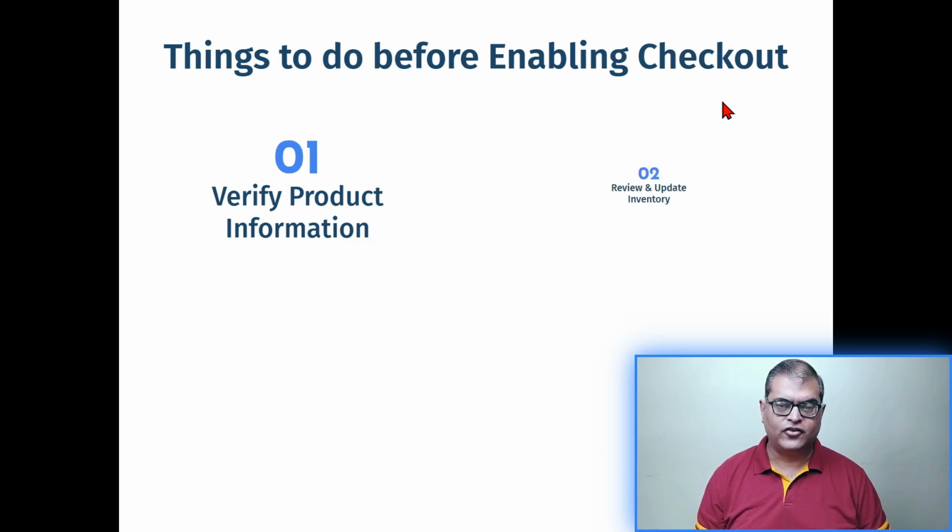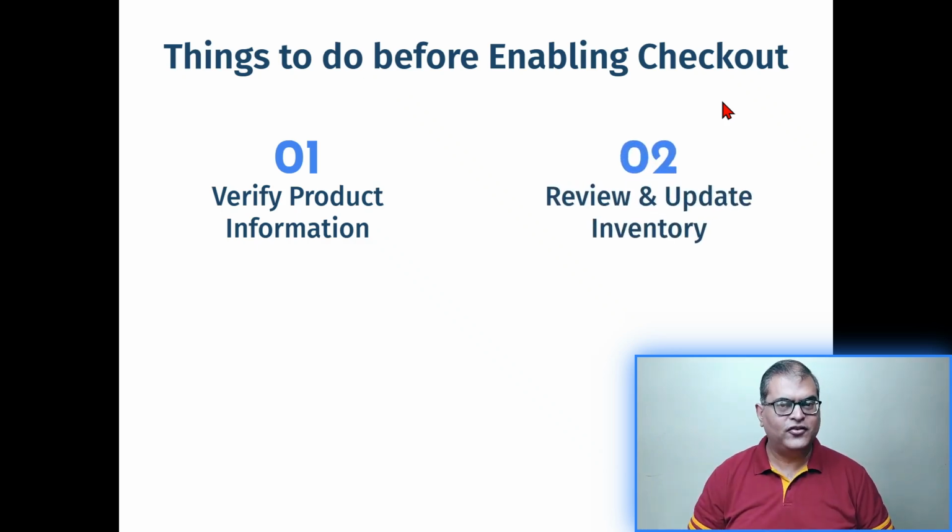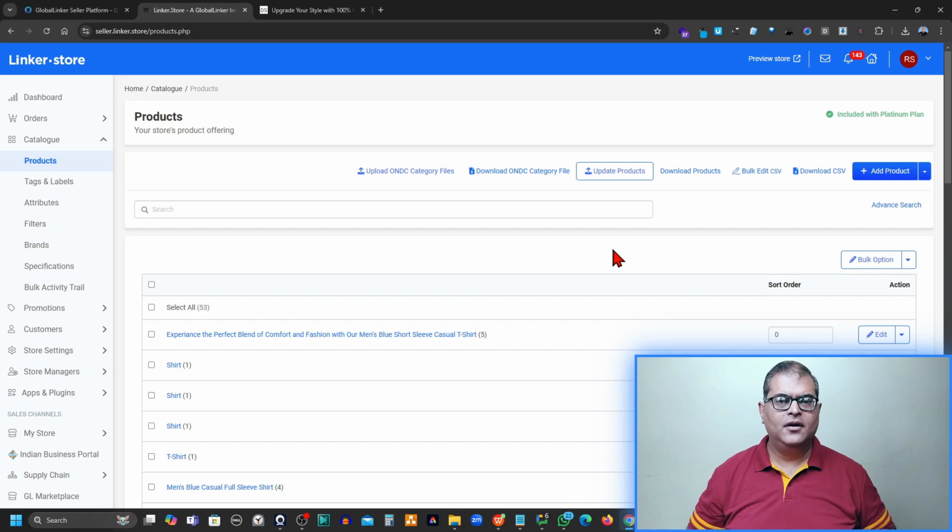Once you have done the first check, then we'll move on to the second check, that is review and update inventory. How can you do that? For that, I'm going to again take you back to the seller panel. We are back on the seller panel. Now, if you don't have a very large catalog, you can review the inventory manually, one product at a time as well. But I would advise a more efficient way is to review it in bulk.